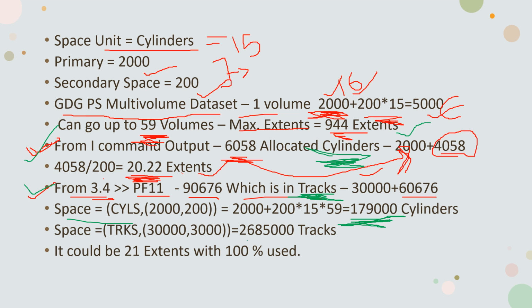And if you're seeing it in tracks from 3.4, it can take up to 26,85,000 tracks. Okay, the second question was how much it can grow. It can grow up to these many cylinders and these many tracks. And she told that it was seen as 2 extents, but I think it could be 21 extents with 100% used. So from the information given in the comment, both are correct. One is in cylinders, the other is in tracks, and how much it can grow is 1,79,000 cylinders. And just remember this, the secondary won't extend 16 times, it will extend up to 15 times, as primary is also an extent.